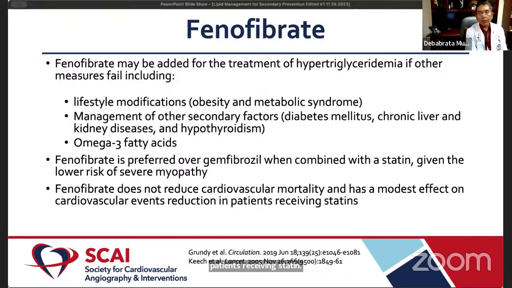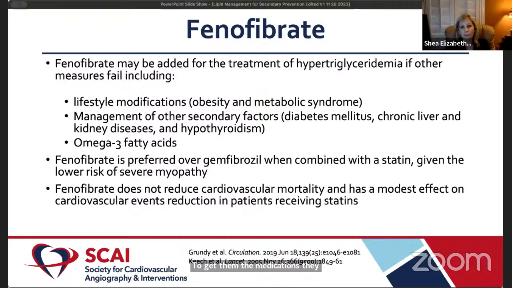Let me turn this over to Dr. Hogan and ask her for insight as a practicing interventional cardiologist and cardiologist. How does she optimize secondary prevention in her patients and some tips and tricks to get them the medications they need? Dr. Hogan? Oh, well, thank you for having me.